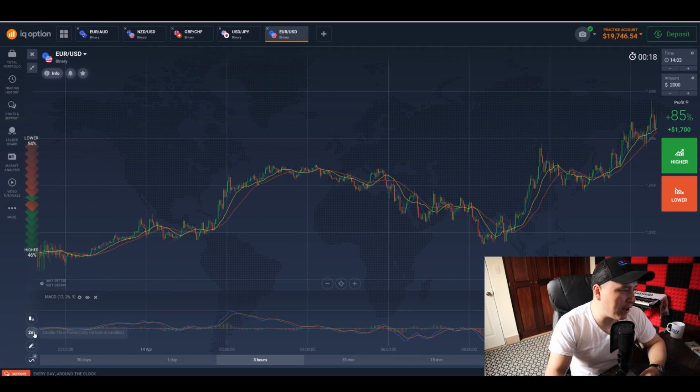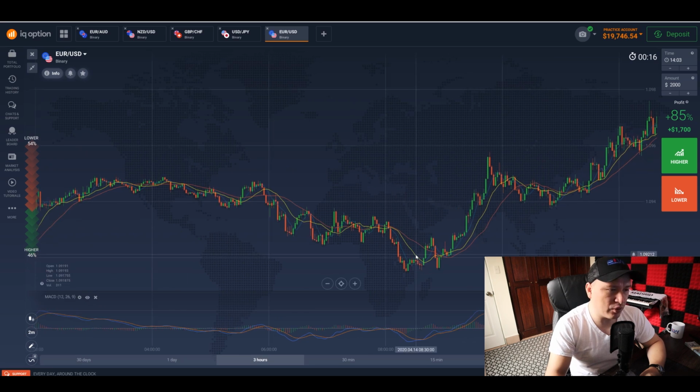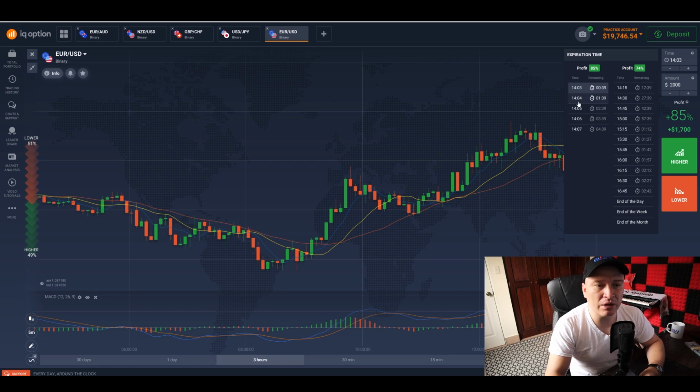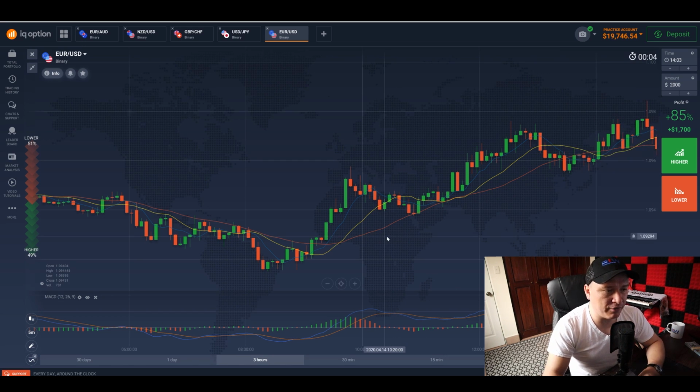If you change it to 5 minutes, it's going to be exactly the same. The same strategy. The only difference though is that when you place the trade and you go to the expiration time, instead of using 2 minutes, you're gonna use 5 minutes. That's it. That's the only difference.